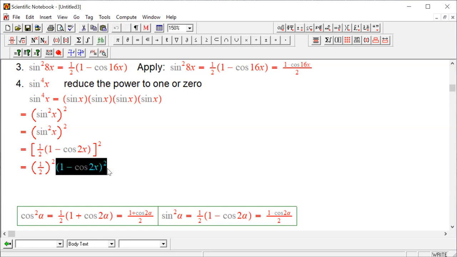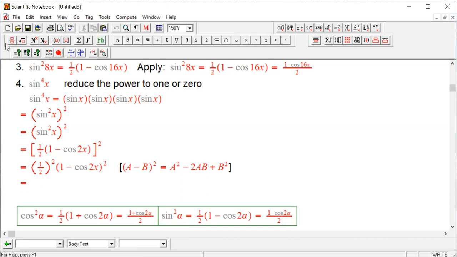At this point, I wish to remind you of this formula: a minus b squared. So this is a, and that, cosine 2x, is b. If we FOIL, we get a squared minus 2ab plus b squared. So we're going to apply this formula to our case. Now, what do we get?